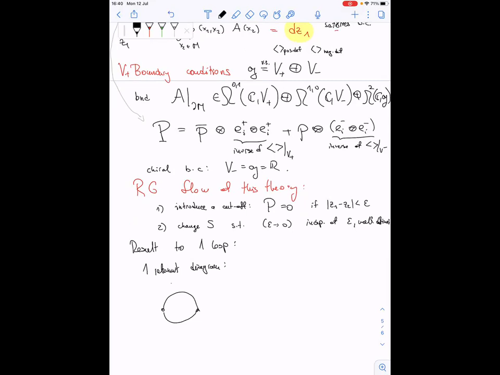And here you put this P bar tensor e plus. And here you put P tensor e minus. So you only take a part of the propagator on these two edges. And here, this is kind of a technical thing. These edges are not connected anywhere. So to know what they are about, you put a G valued form on them. So alpha.